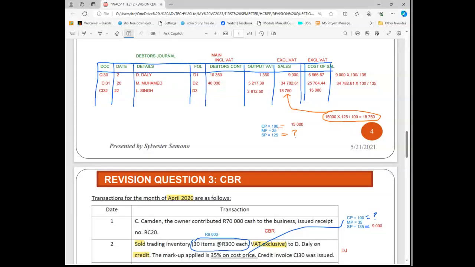And then you're going to add the amounts of 2,812.50 plus 18,750, which will give you 21,562.50 under the debtors control. Perfect.